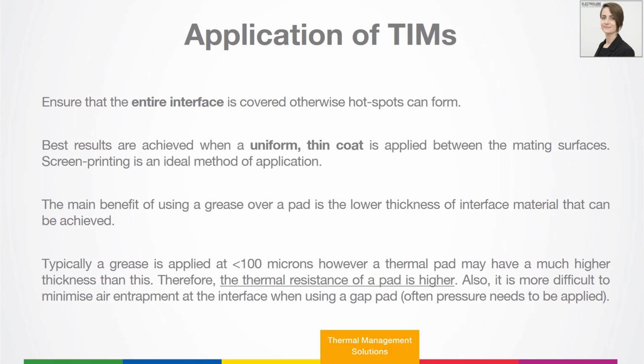You need to ensure that the entire interface is covered. If you don't, you will get hotspots, areas where this heat is a lot greater in certain areas than in others, and this can lead to other types of failures. As I mentioned, typically a grease is applied at less than 100 microns, so a phase change material is similar, slightly higher as well. The thermal resistance of a gap pad overall is higher because they tend to be thicker than you can apply a paste, but it depends on the pressure, the situation, the actual gap pad that you use. So it's always important to test using the application method you wish to in final production.